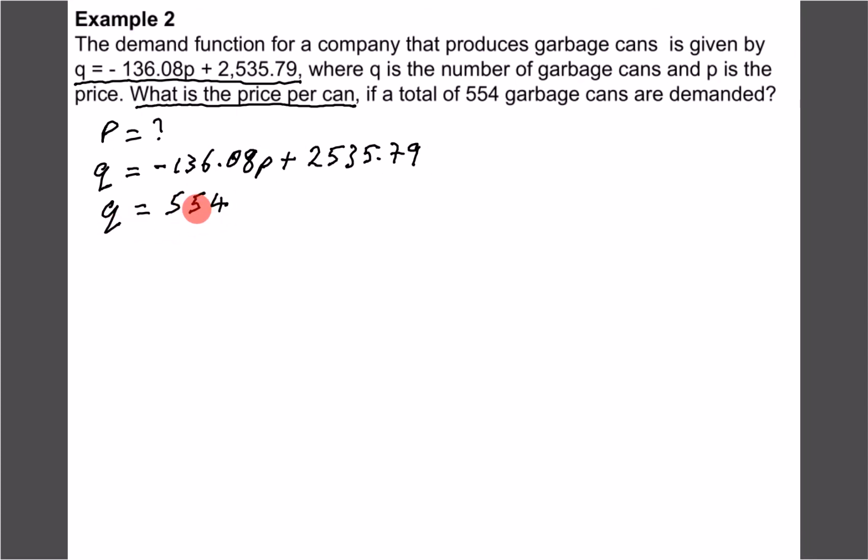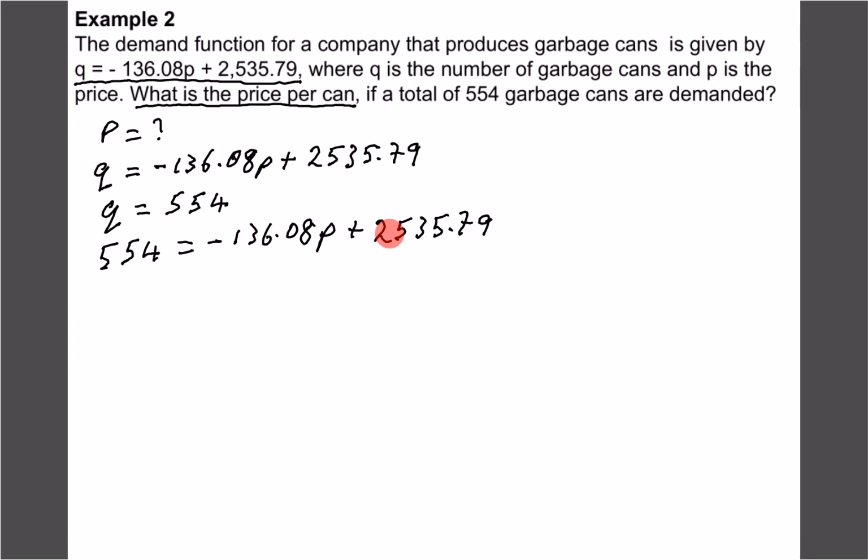We'll now take the value of Q and substitute it here. So in place of this Q, we'll put 554. And so our equation now will become, to solve for P, this is typically a two-step equation. So our P is on the right-hand side, so concentrate on this side. To solve for P, first thing will be to move this constant term over to the right-hand side.